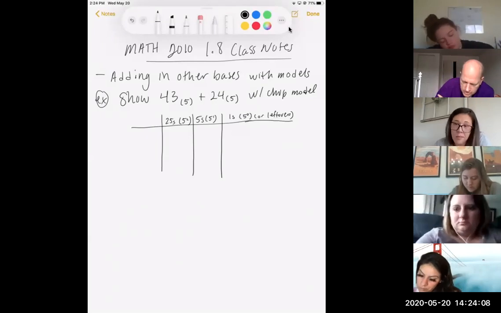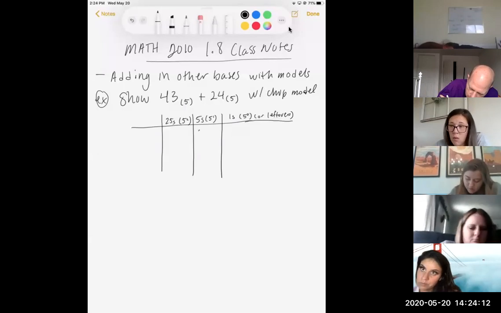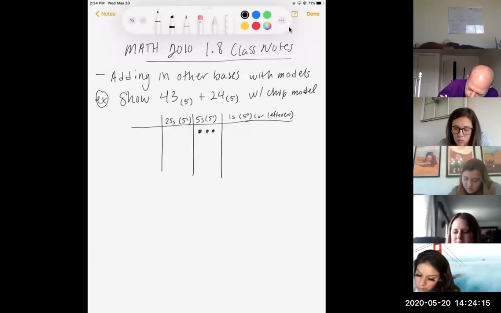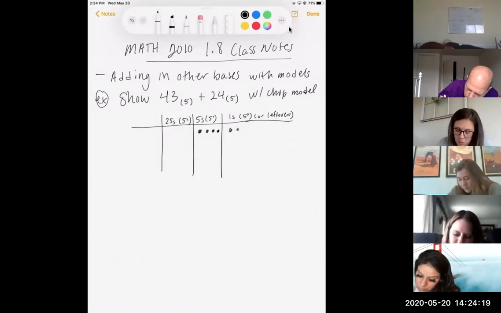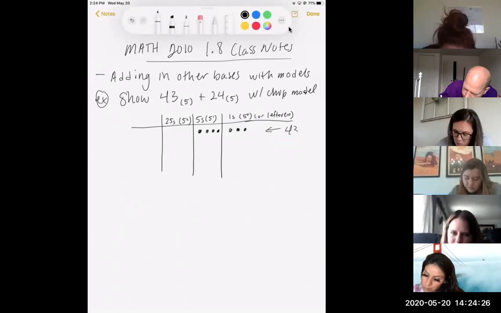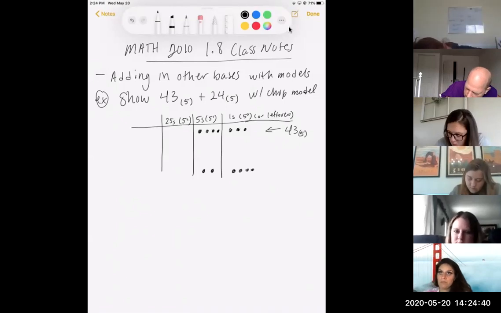So first we model our 4 3 base 5. So we have 4 dots here and 3 dots here, and they're chips. So that's 4 3 base 5. I'm going to write that down here, and give some space for some work and combining. And I'm going to model 2 4 base 5 down here.